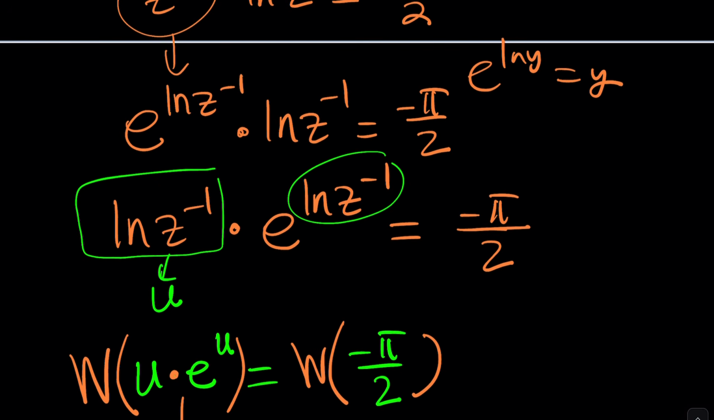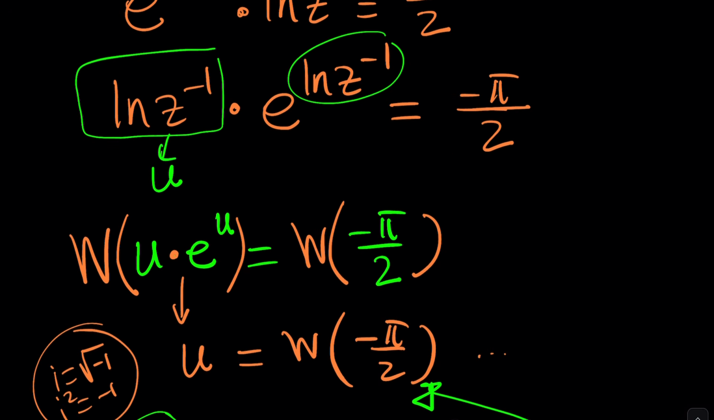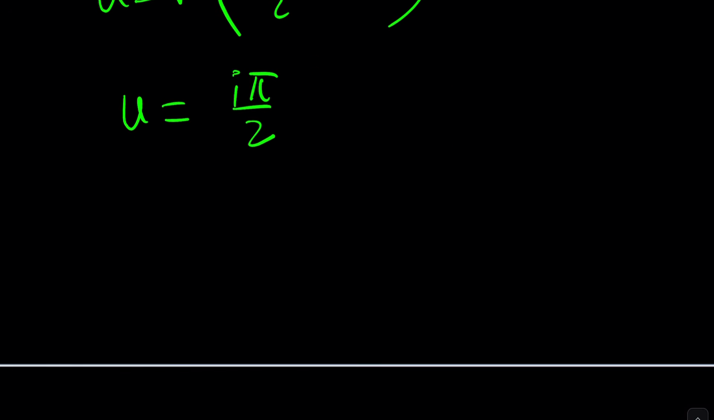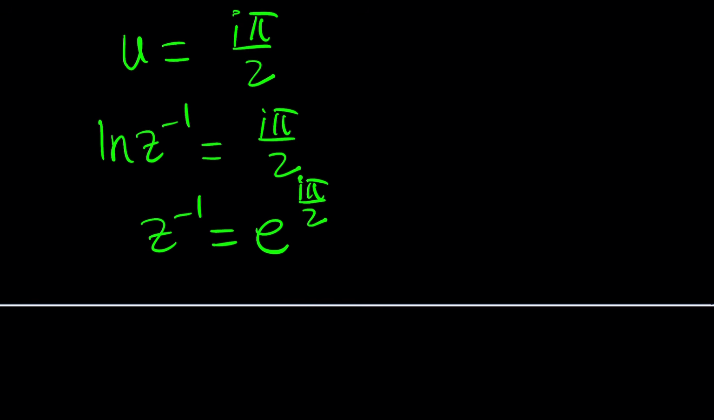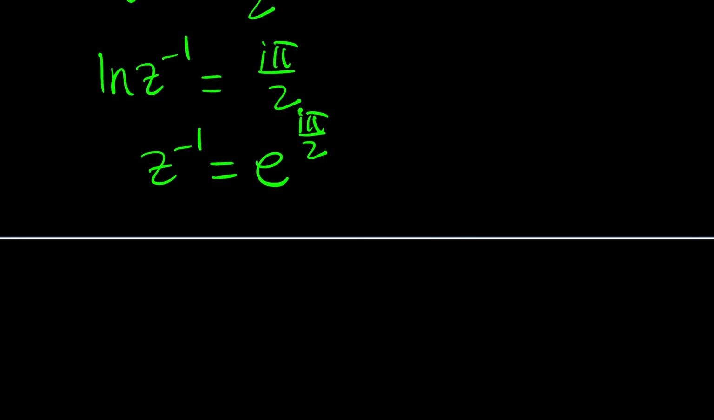What is u? u is ln z to the power negative 1. Great. ln z to the power negative 1 equals i pi over 2. And from here you can say, z to the power negative 1 is e to the power i pi over 2, by using logarithms, the definition of natural log. And from here, you get i, because remember, we talked about this several times, e to the power i pi over 2 is i.